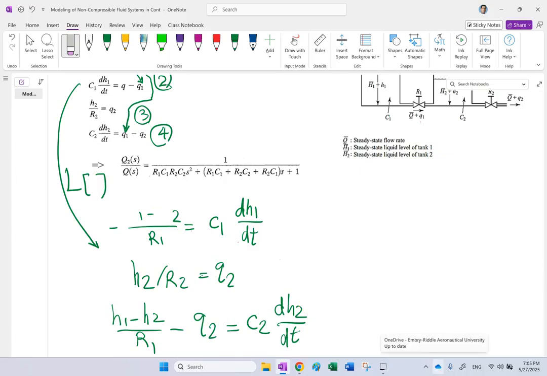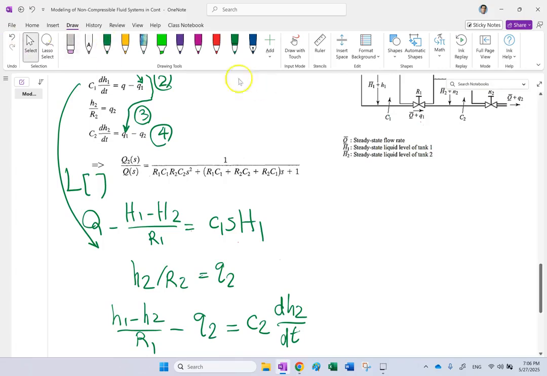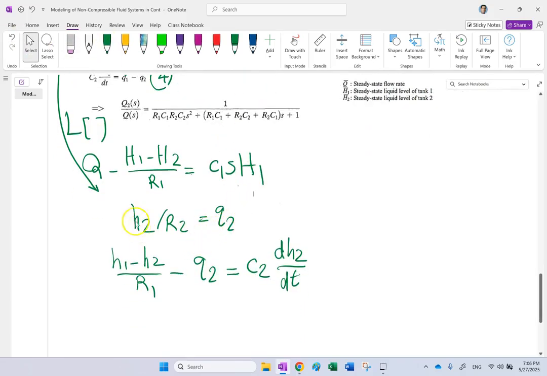If I do that, now this is going to be a little bit more interesting. Why? Because this guy is going to be Q of S. This is going to be H1. This is going to be H2. And then instead of this dH1 over dt, it's simply going to be S times H1. Okay, you see now you have an algebraic equation. Here, of course, this one and this one, you can just replace with their capital letters, which stands for the Laplace domain or S domain.